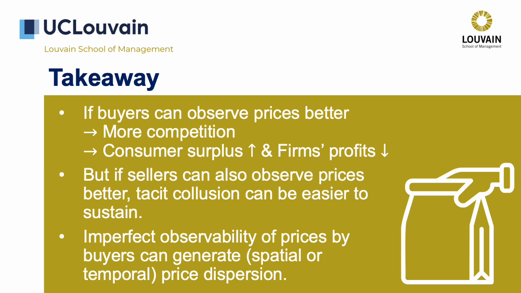Finally, we have learned that if there is imperfect observability of prices by the buyers, with some buyers being able to observe all prices, but other buyers being able to observe just one price, well, in that case, we can have at equilibrium what is called price dispersion. Different firms set different prices for the same product.